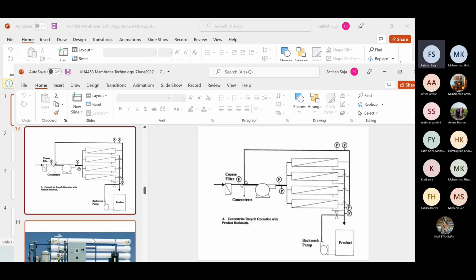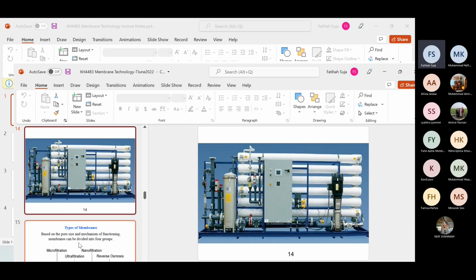Okay, this is a photo of a concentrate recycle operation with product backwash. And when you visit any treatment plant or an industry, you always see this type of membrane. This is the one used in industry.